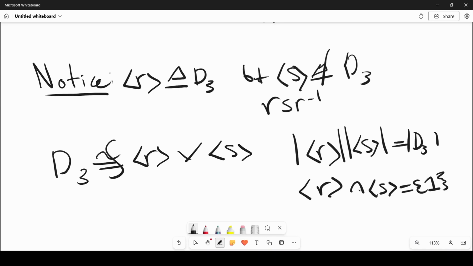Because this is just all powers of S, this is all powers of R, they only agree at 1. You can also argue that 1 is 3 and 1 is 2, so the only common divisor is 1. So it feels morally that we should be able to write D3 as a combination of these guys. And in fact, that's how we usually think about D3. We think of it as S times R to the K, or just R to the K. So some combinations of S and R's.